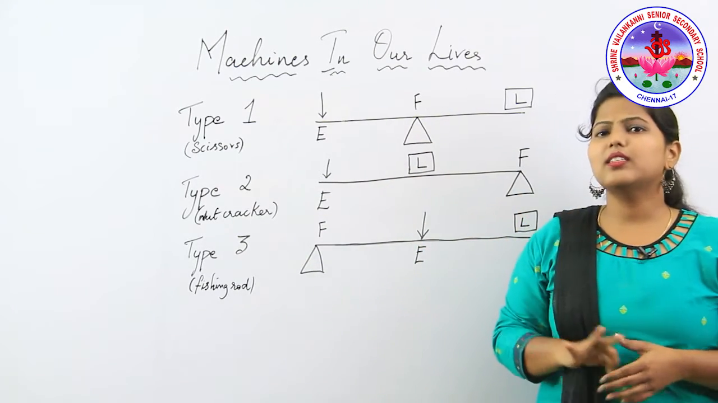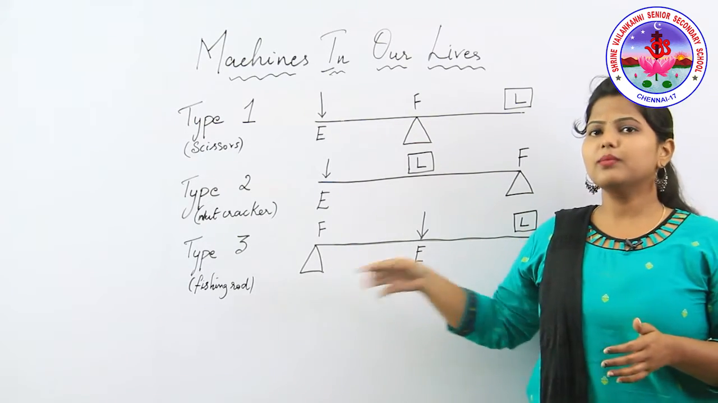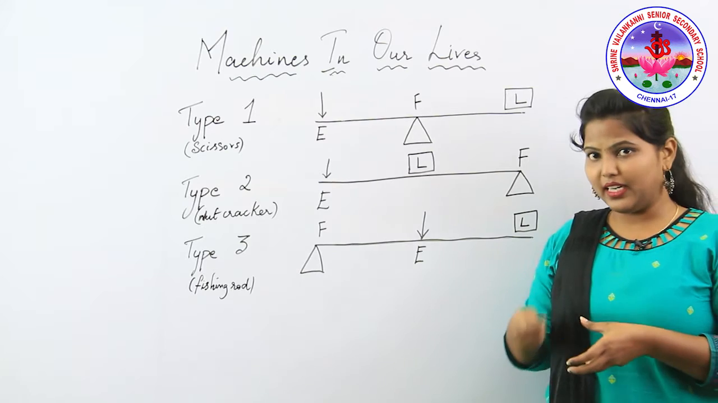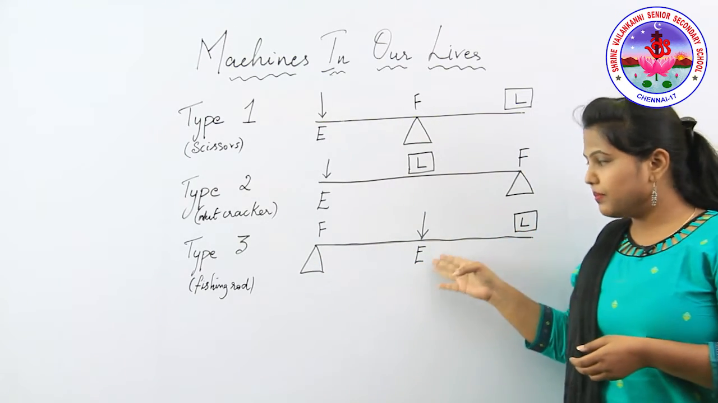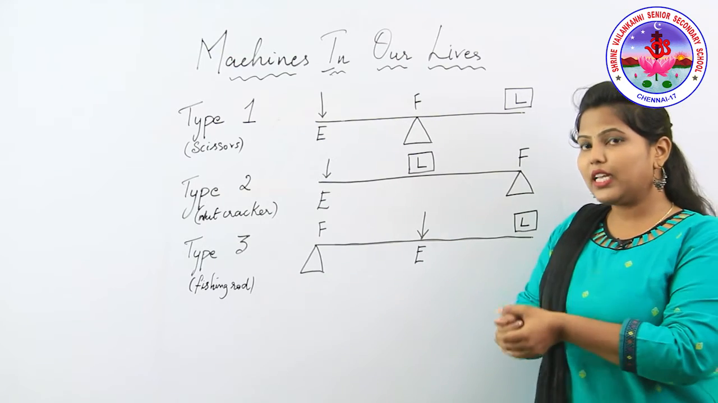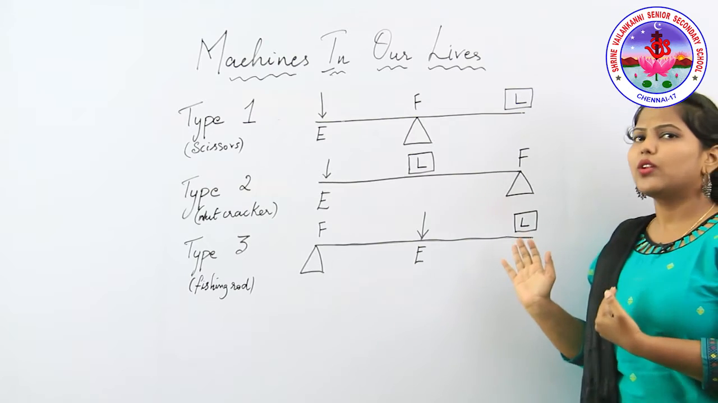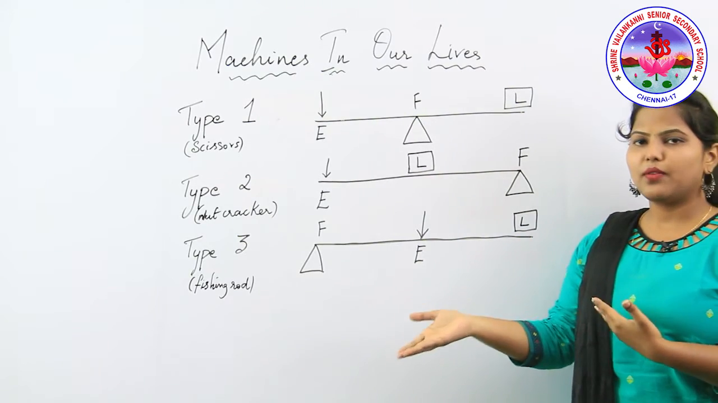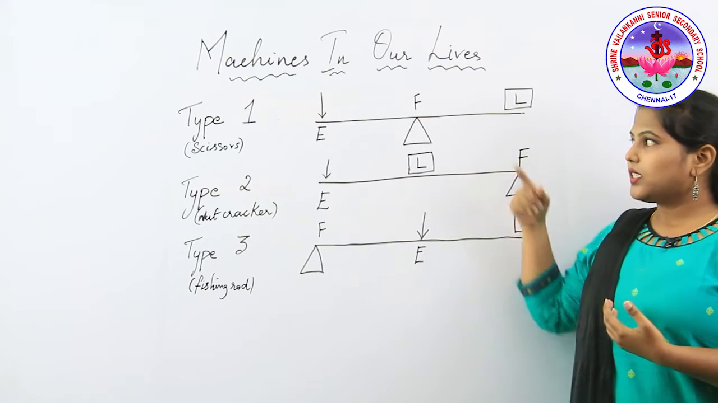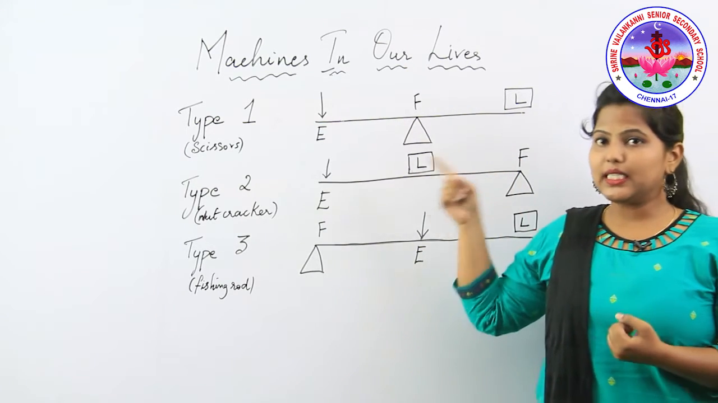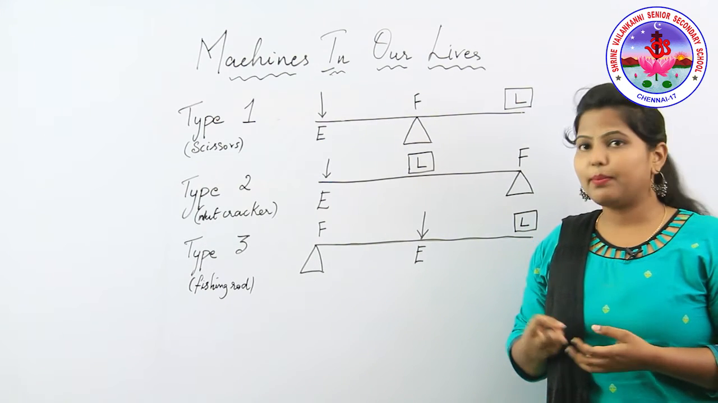And the third is the type 3 lever. In type 3 lever, the fulcrum will be at the last, that is the wheel, isn't it? So this wheel will be at the last, and in the middle we will give the effort, that is the force, and at the last is the load. The load is nothing but the thing, the fish, we are going to catch. So that is the load. So for type 1 lever, the best example is scissors, the type 2 example is a nutcracker, and for the type 3 lever, the best example is a fishing net.